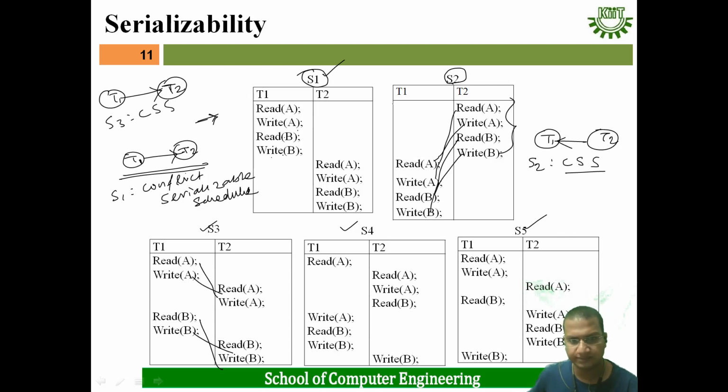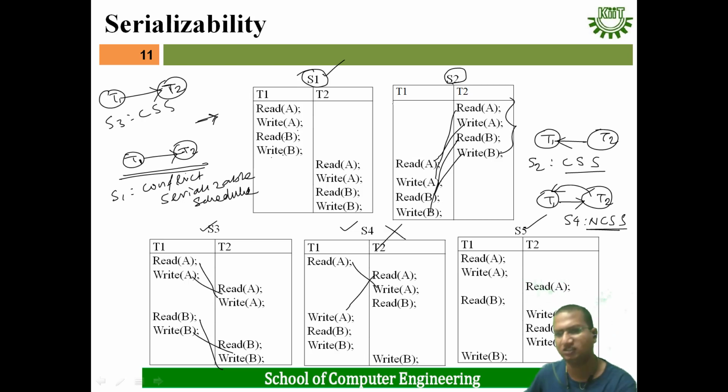Now check S4, whether it is a conflict serializable schedule or not. In S4 two transactions are there, T1 and T2, so we draw two vertices. Read A to write A, a conflict from T1 to T2, is present. Then read A to write A here gives T2 to T1. The cycle is present, so there is no need to check further. That means S4 is not a conflict serializable schedule.